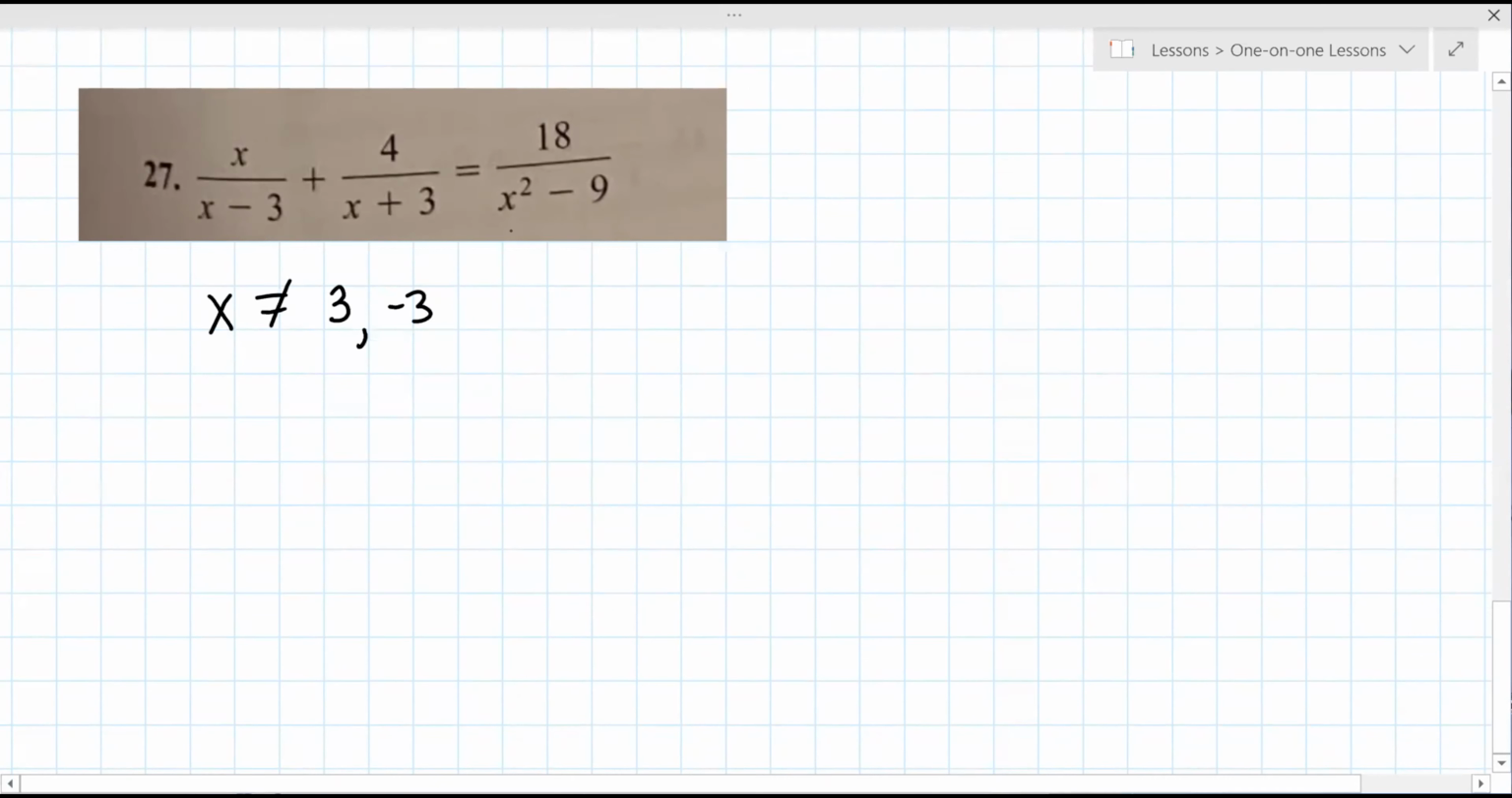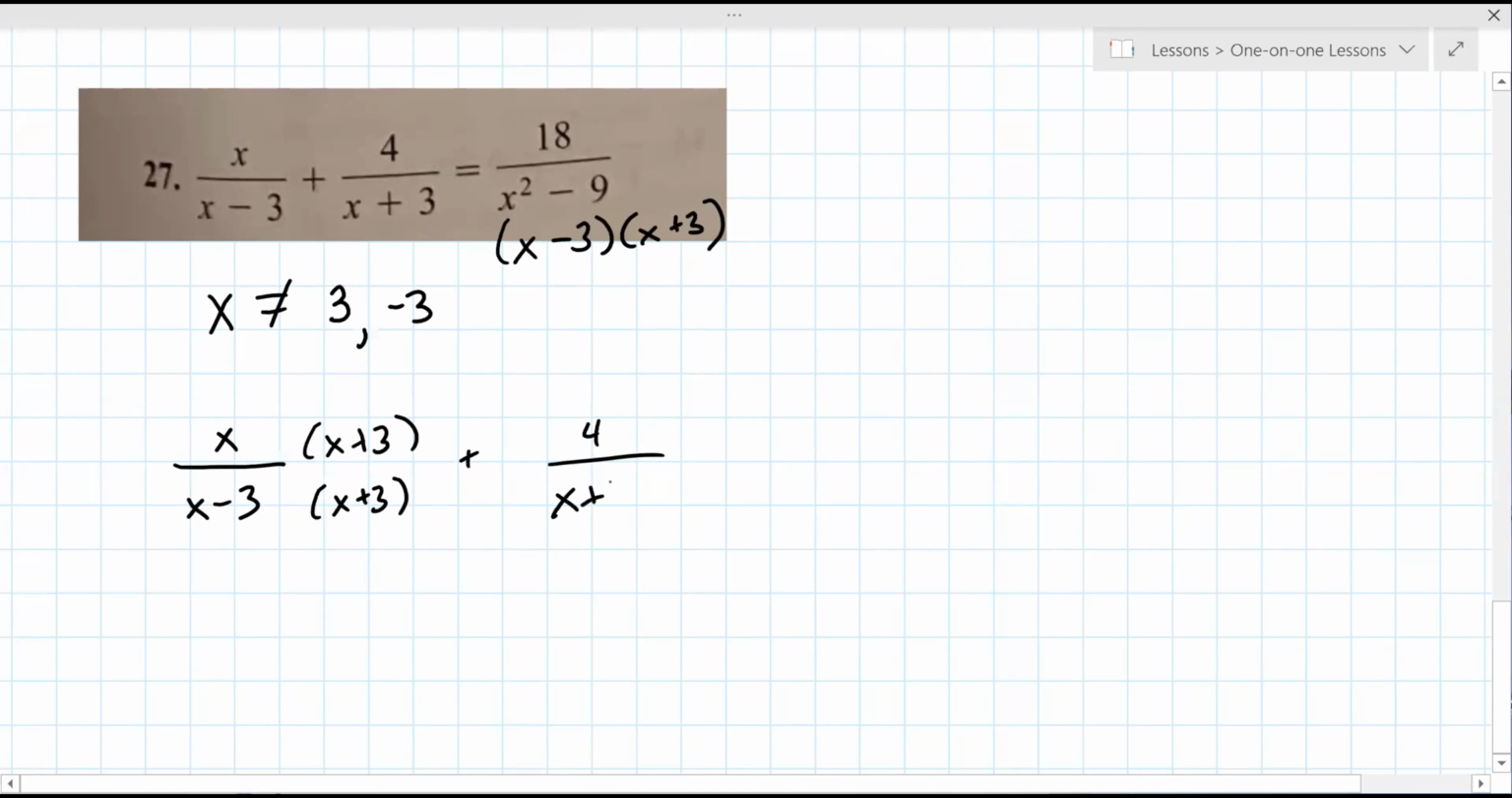Exactly. We know that x squared minus 9 factors into x minus 3, x plus 3. That's difference of squares. It also helps you to figure out what each of these is missing. Well, this is missing an x plus 3, so you have to multiply top and bottom by that. 4 over x plus 3, multiply top and bottom by x minus 3. Equals 18 over x minus 3, x plus 3.